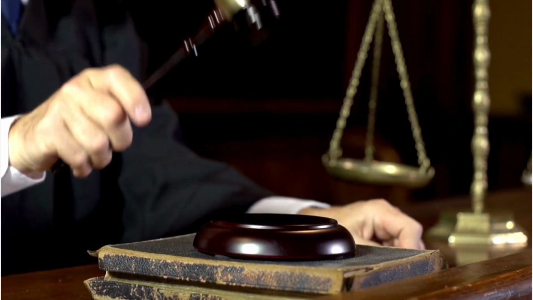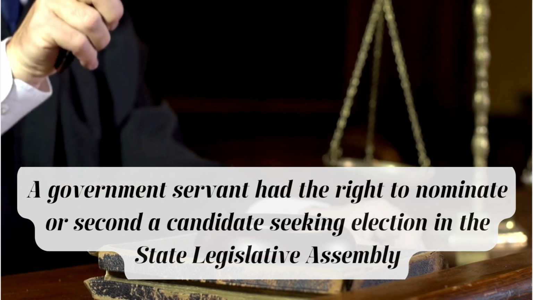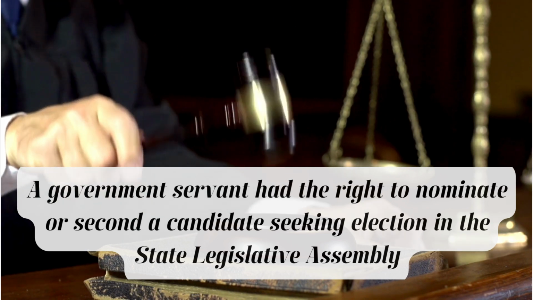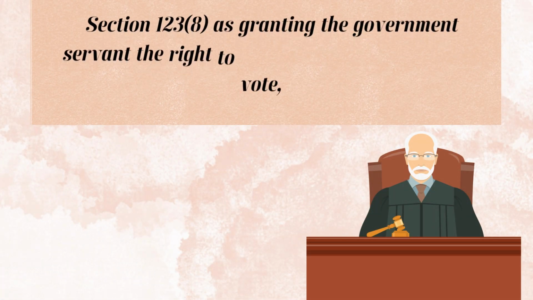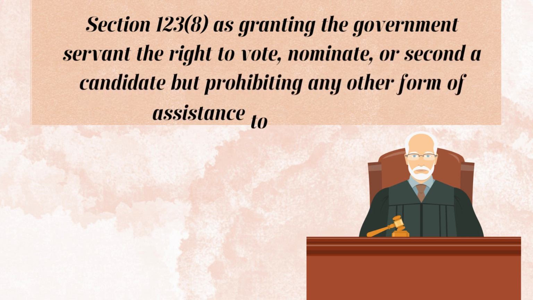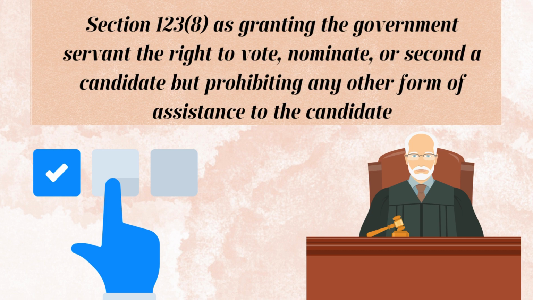It ruled that a government servant had the right to nominate or second a candidate seeking election in the state legislative assembly. The key to achieving harmony, according to the court, was to interpret Section 123(8) as granting the government servant the right to vote, nominate, or second a candidate but prohibiting any other form of assistance to the candidate.